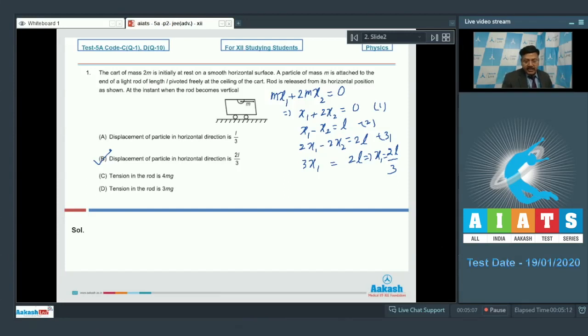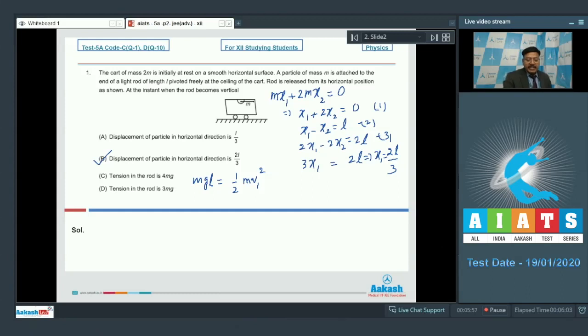That being the case, we have mgL, the loss in potential energy, is equal to half m v1 square plus half 2m v2 square. At this instant the velocity of the particle is horizontal, and of course the velocity of the cart is always horizontal. We also need to conserve linear momentum, because the horizontal momentum of the system is always 0, which means that if the particle has velocity v1 towards right, the cart has velocity v1 by 2 towards left because its mass is twice that of the particle.